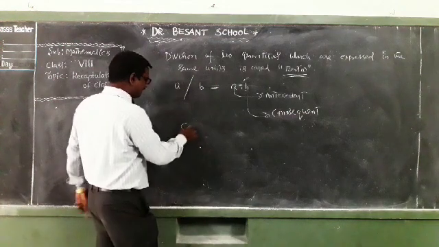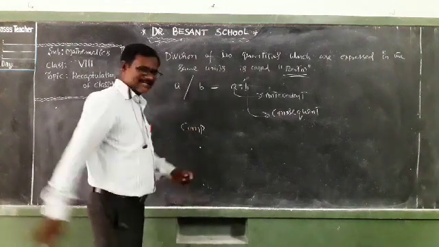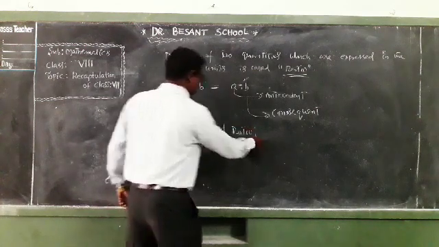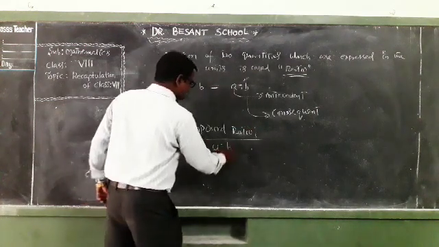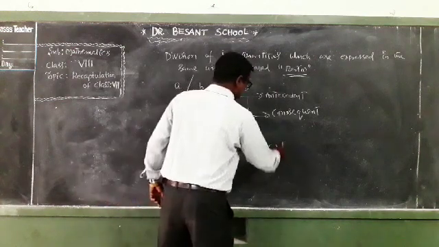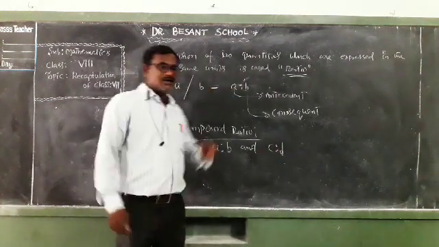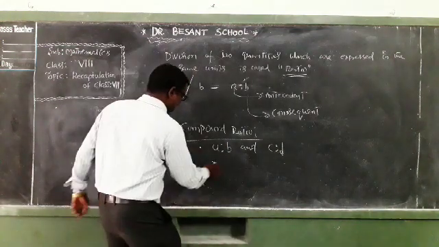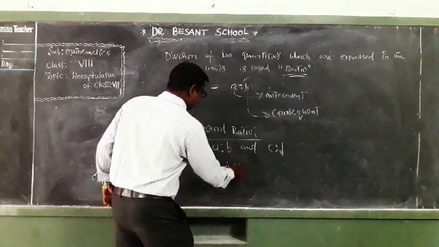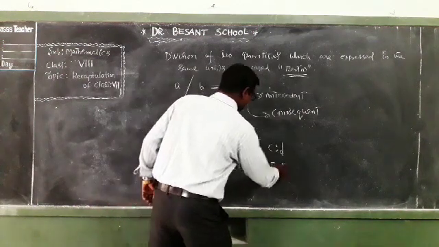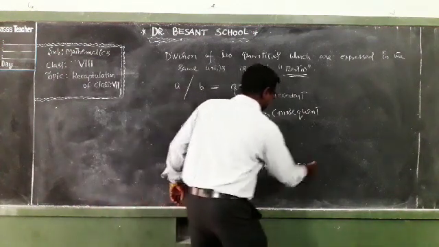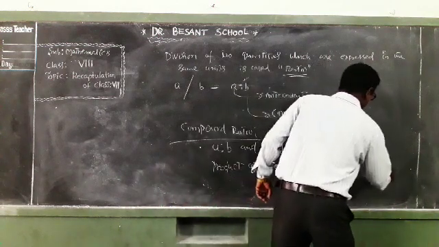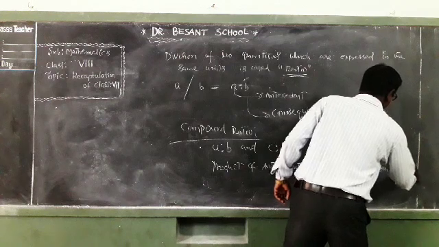After that, from this chapter on ratio applications, in our previous class we learned the compound ratio of two ratios. A is to B is one ratio and C is to D is another ratio. The compound ratio is the product of antecedents is to the product of consequents.